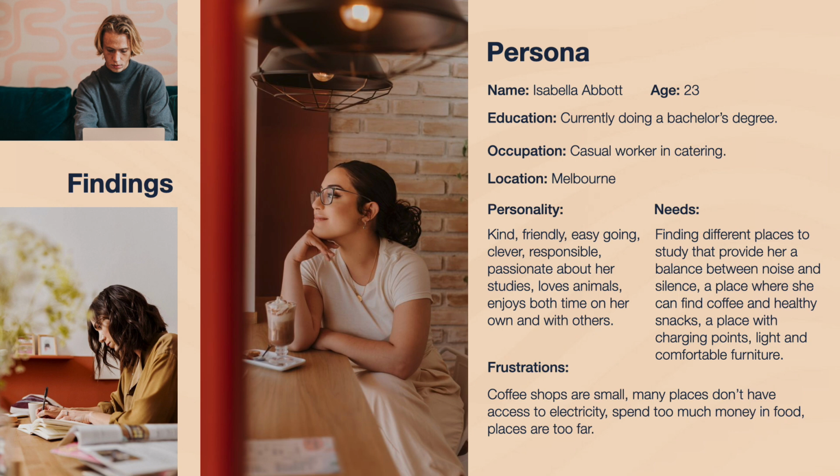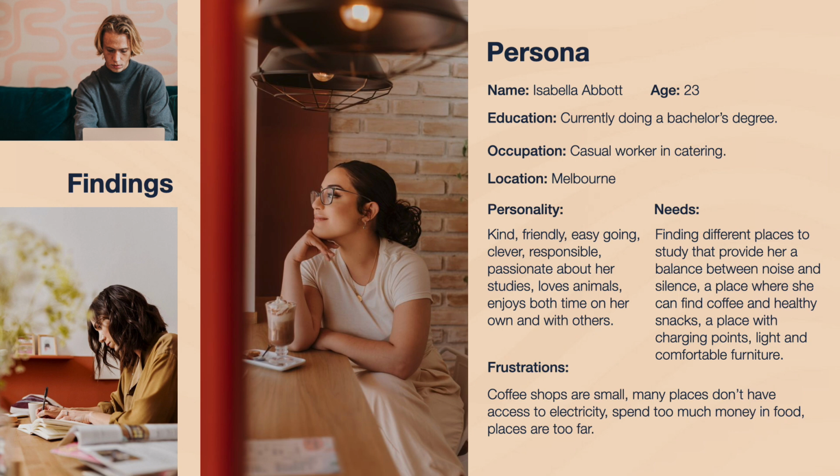So let me introduce you to Isabella, the persona I got from my research. She's 23 years old. She is currently doing a bachelor's degree. She's a casual worker in catering. She's based in Melbourne. She's kind, friendly, easygoing, clever, responsible. She loves studying by herself or with friends as well.